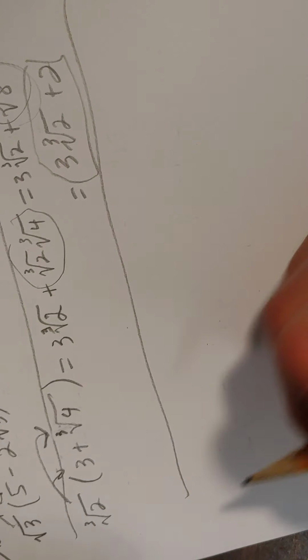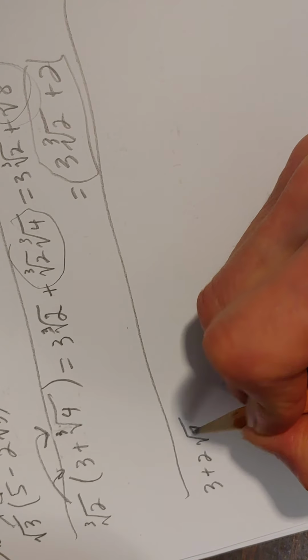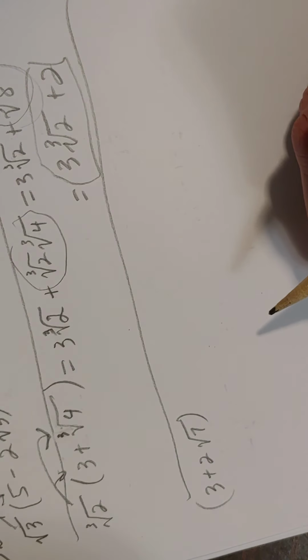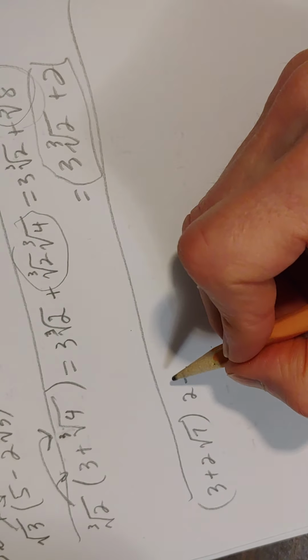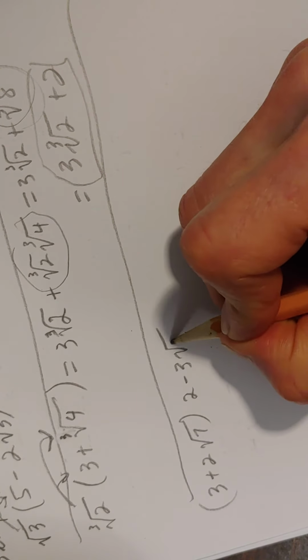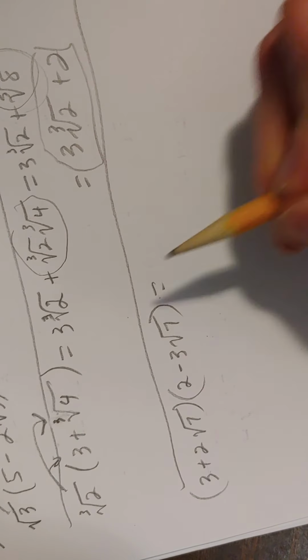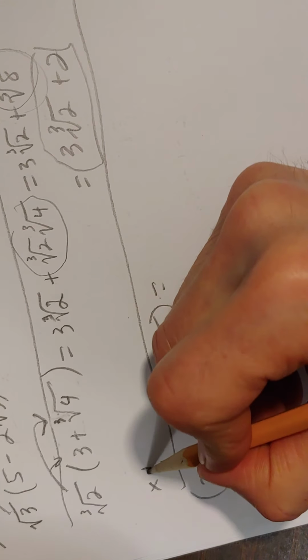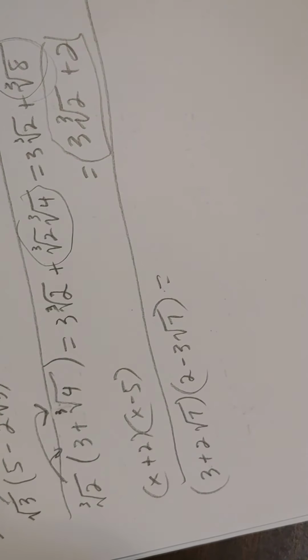Let's look at this one. I'm stealing this one from the book again, from the same page. 3 plus 2 times the square root of 7, times 2 minus 3 times the square root of 7. Notice there are two binomials multiplied together. It kind of looks like something like x plus 2 times x minus 5, except we have radicals involved.